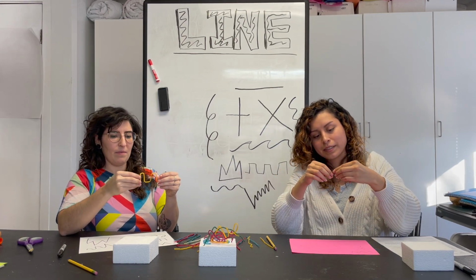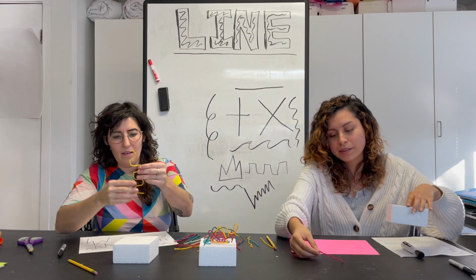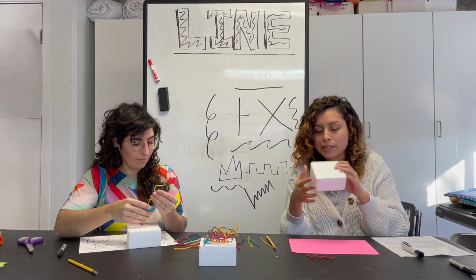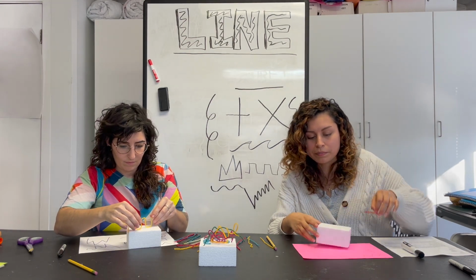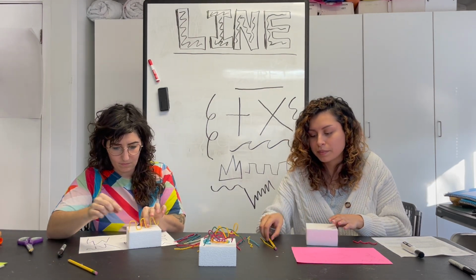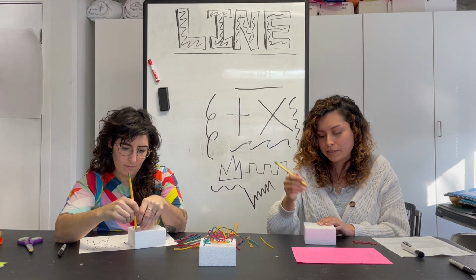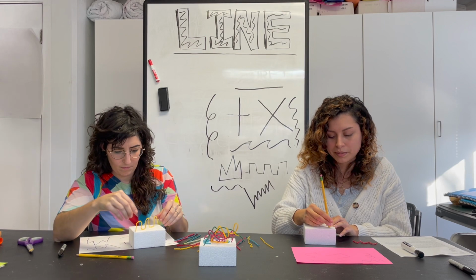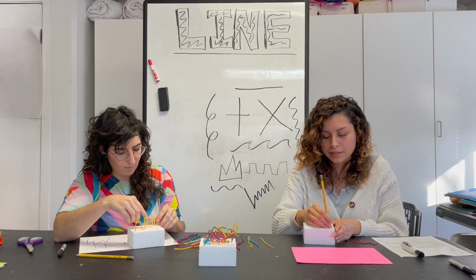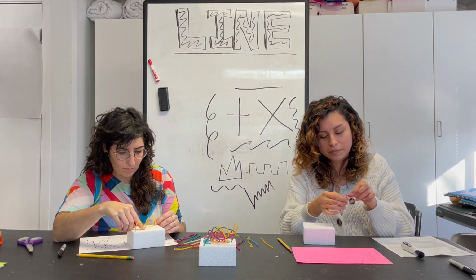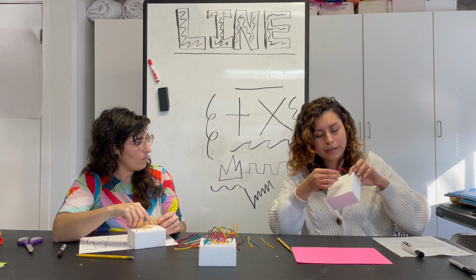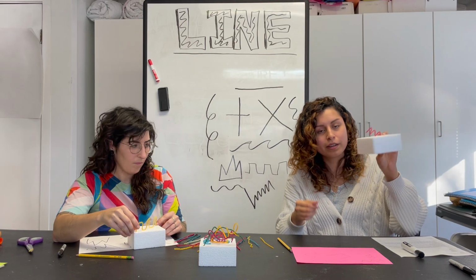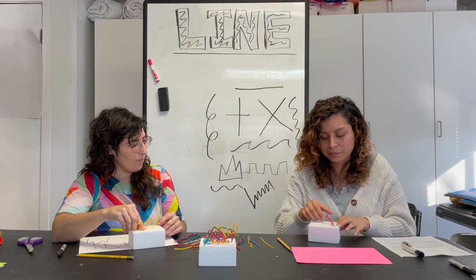Yeah. That's awesome. And so now the next step is going to be taking your block. This is a foam block, so it's really easy to poke some holes into it. So if you have your pencil, just be careful with this part. You're gonna poke a hole where you want your line to start. So I poked a hole right here, and I'm going to place one end of the wiki stick in there, and it's going to be very secure.